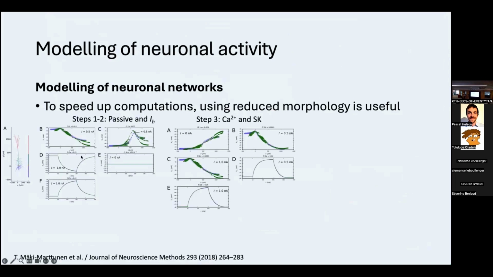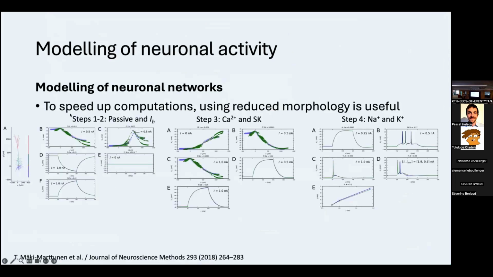We did it in a stepwise manner where we first fit passive and IH properties, and then the calcium and SK channels, and finally the channels responsible for the spiking. We also argued that this is possible to do, although it has its challenges, but it should be possible to do also experimentally, and that could give us better models in the future where we really know that certain features in the neuron dynamics are due to these ion channels.